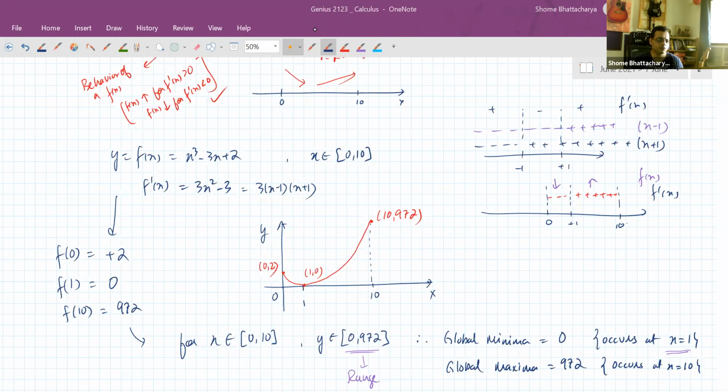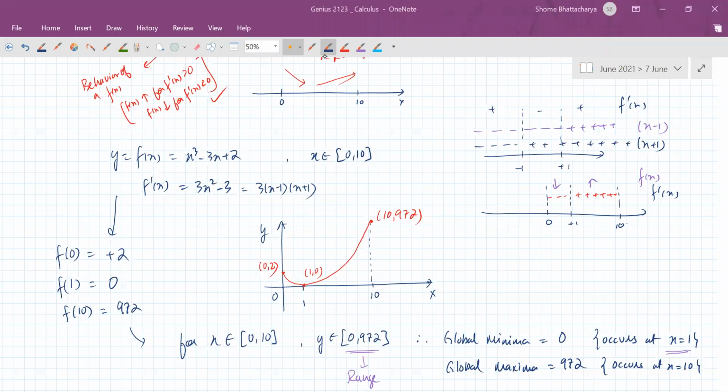Yes, Ibrahim, your thing was right. So hope it's now becoming apparent how calculus is useful in finding the global maxima and minima of a function. I have not even come to local maxima and minima yet. Yes, Janvi, you have a question, beta?